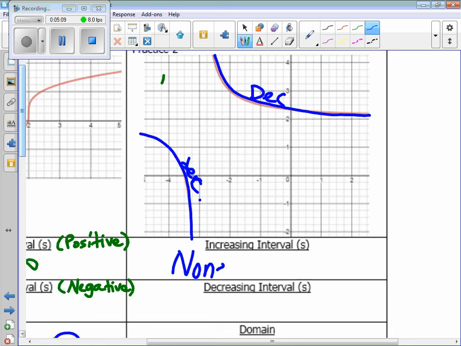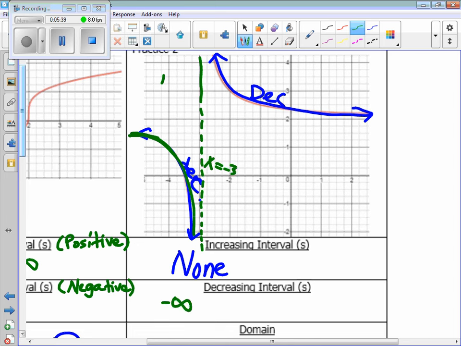Decreasing intervals, we have two different parts. So this graph decreases, and we're always talking x values. It's coming from the left, which is negative infinity, and it's decreasing to, and there's an asymptote that runs through here, a vertical asymptote at x equals negative 3. So we're going to say it's decreasing from negative infinity, the x value, to negative 3.